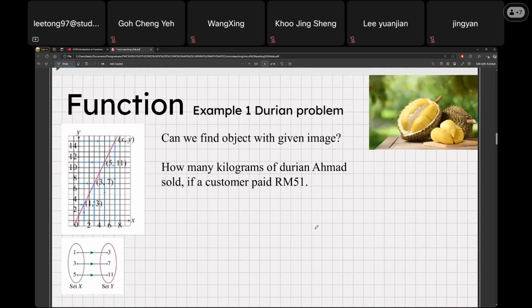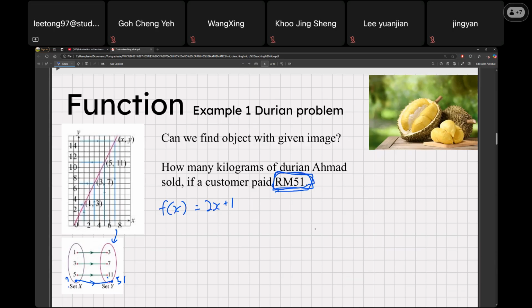Can we find object with given image? So what is image from here? How many kilograms of durian Ahmad sold if a customer paid 51 ringgit? We know 51 ringgit is in here. So we know that from the function, we define it as f(x) = 2x + 1. We know that our image is 51.